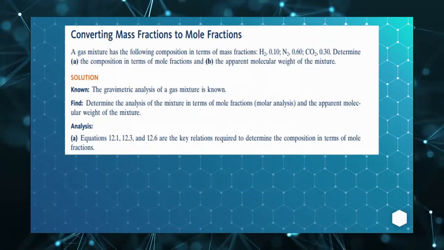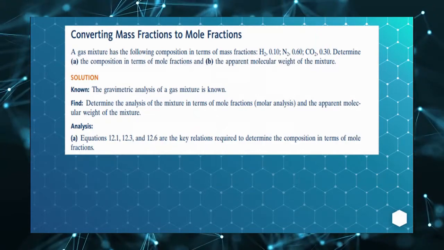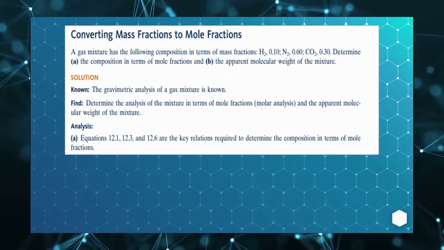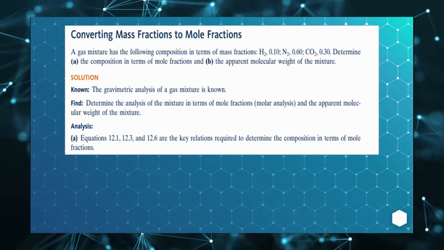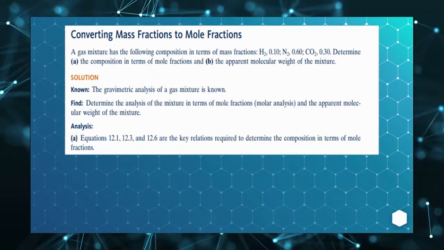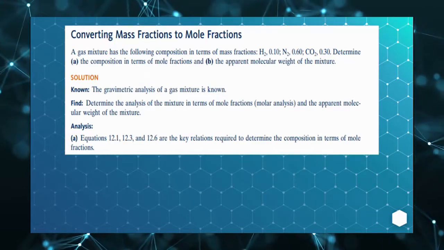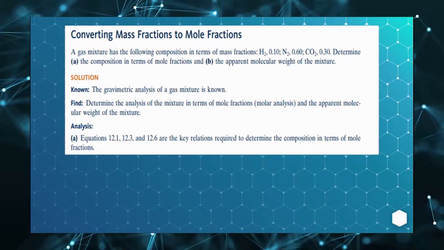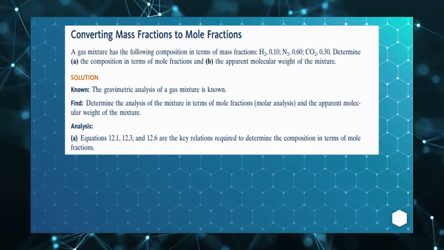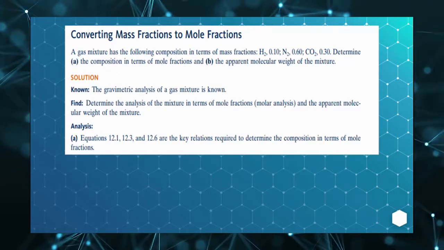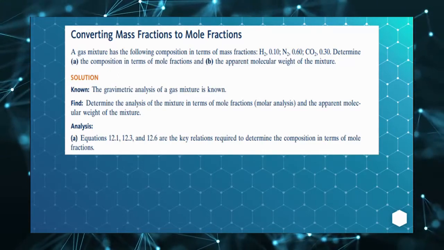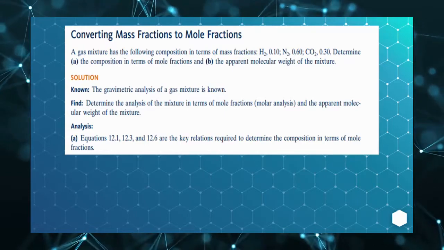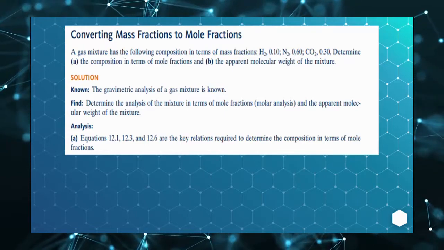In converting mass fractions to mole fractions, we have this example. A gas mixture has the following composition in terms of mass fractions: hydrogen gas, H2, 0.10, nitrogen gas 0.60, carbon dioxide 0.30. We're going to determine the composition in terms of mole fractions and the apparent molecular weight of the mixture. In solving this, we have a known value, which is the gravimetric analysis of a gas mixture.